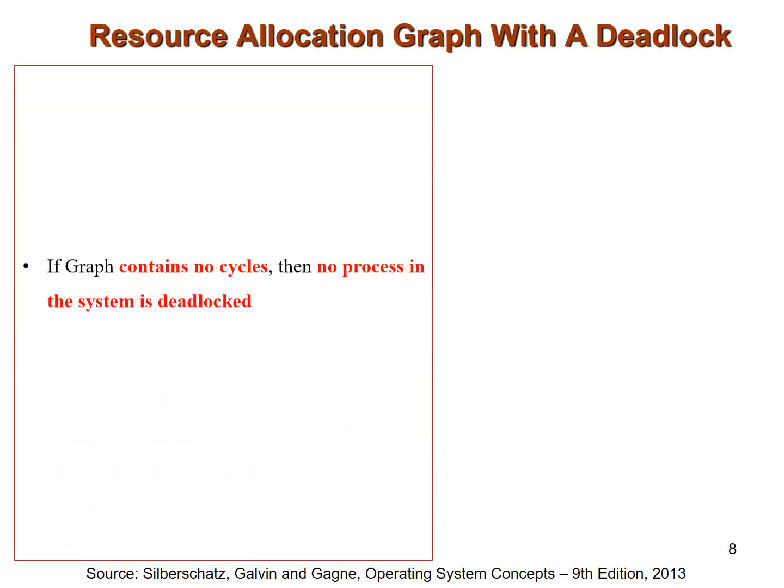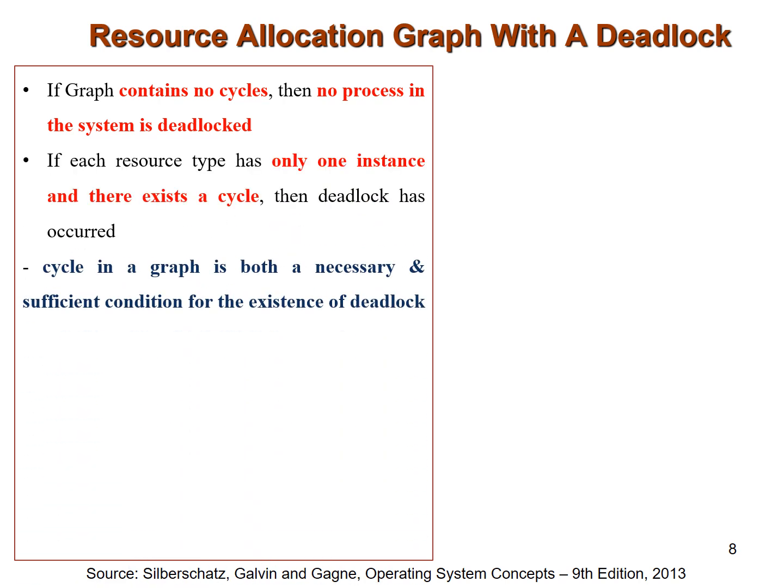Resource allocation graph with a deadlock. In case a graph contains no cycles, then no process in the system is deadlocked. There is no deadlock. If the resource type has only one instance and there exists a cycle, then there is a deadlock. And a cycle in a graph is both a necessary and a sufficient condition for the existence of a deadlock.